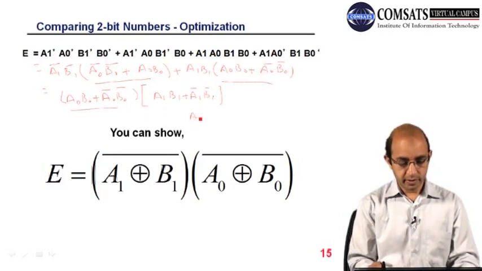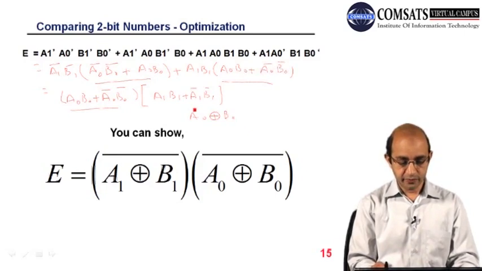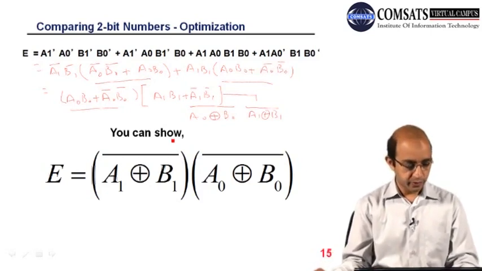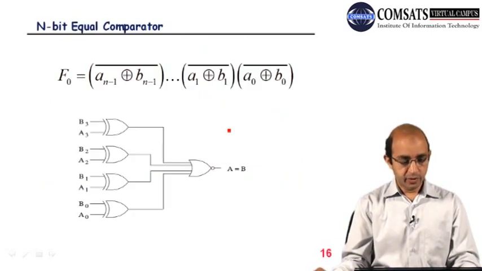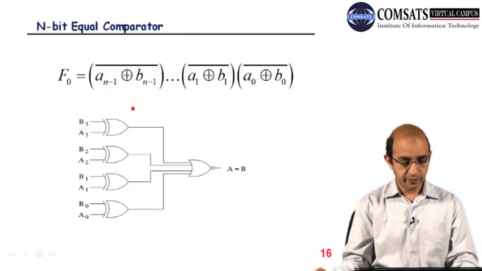So this is what? I can write this as A0 with a circle, the conventional XOR, but I have to mention it, and I can represent this as A1 B1 whole. So this is the closed form, where we have used the XNOR. And then we can also have an n-bit equal comparator. If you have n bits, you can have an n-bit equal comparator, and this is the circuitry.